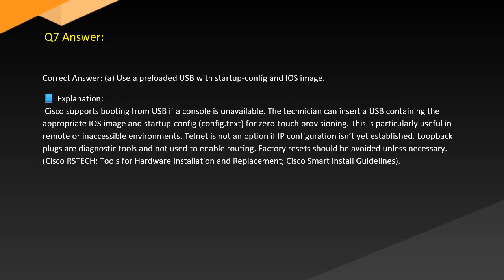Answer. Correct answer, A. Use a preloaded USB with startup config and IOS image. Blue book explanation. Cisco supports booting from USB if console is unavailable. The technician can insert a USB containing the appropriate IOS image and startup config text for zero-touch provisioning. This is particularly useful in remote or inaccessible environments.